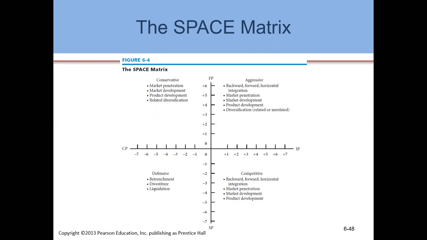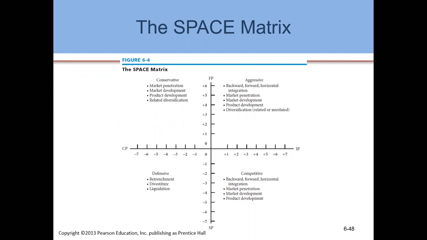For example, supposedly, after calculations, our company is part of conservative quadrant. So if we are in conservative quadrant, it would be recommended that we should be following market penetration, market development, product development, and related diversification. Supposedly, if our company is in aggressive quadrant, we'll be following backward, forward, horizontal integration, market penetration, market development, product development, diversification, related or unrelated.